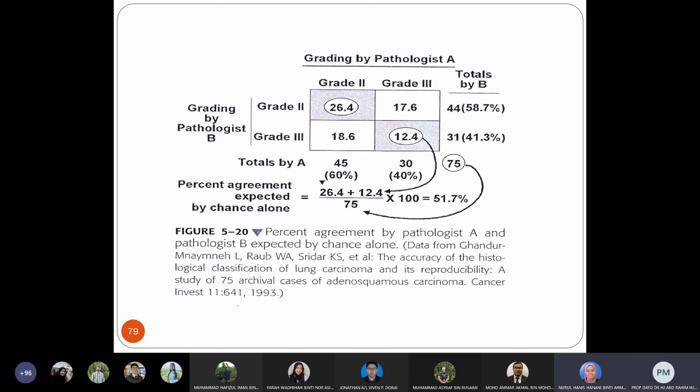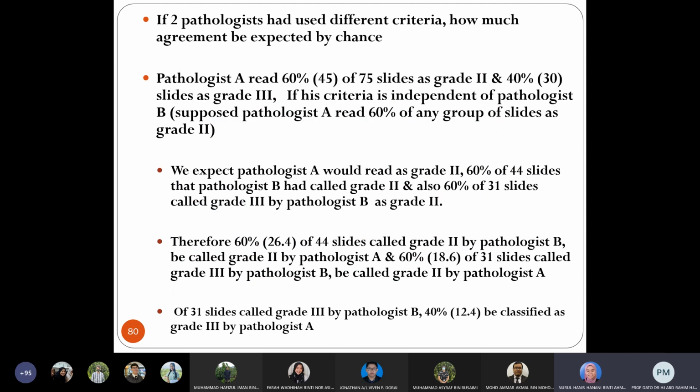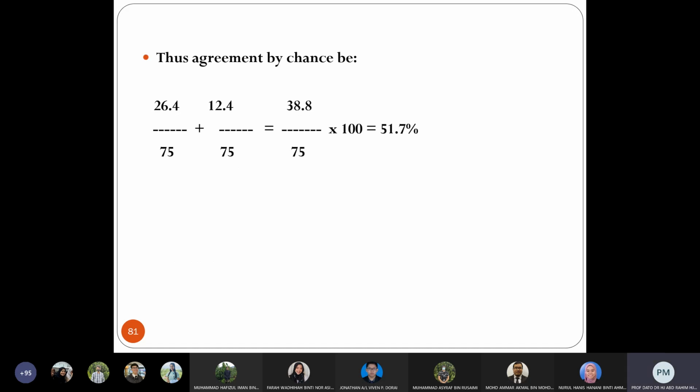All right, thank you, Prof. Prof, will this kind of calculation come up in the exam? Don't worry, at the moment, not yet. So read the others first. All right, Prof. Thank you, Prof.